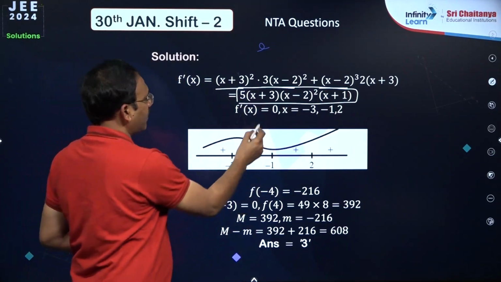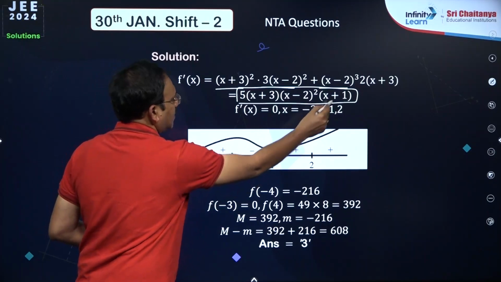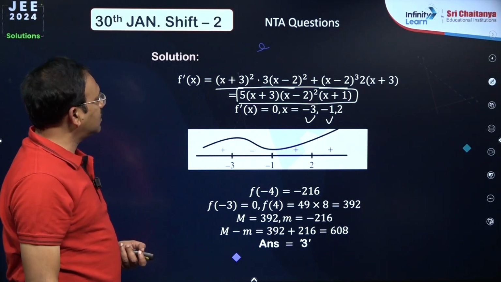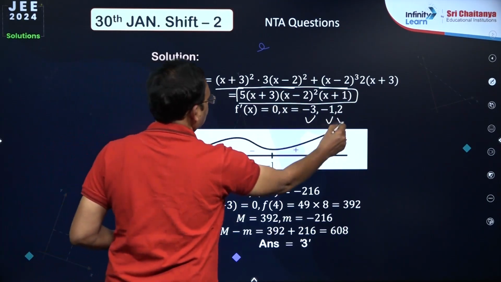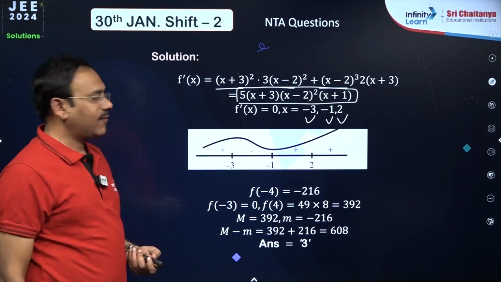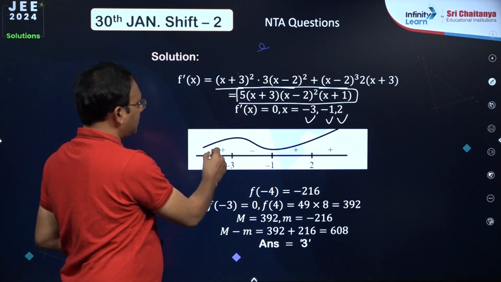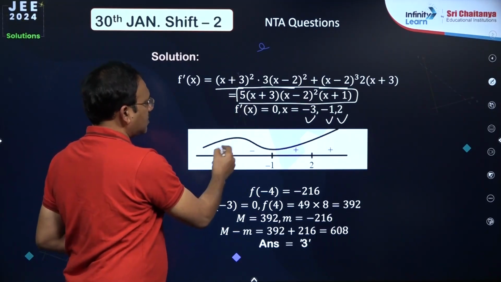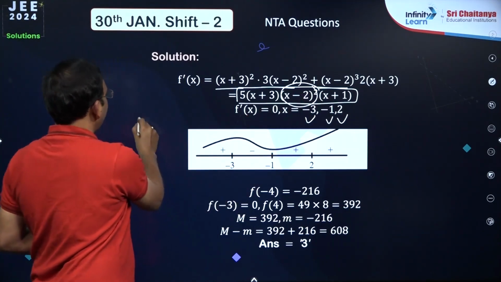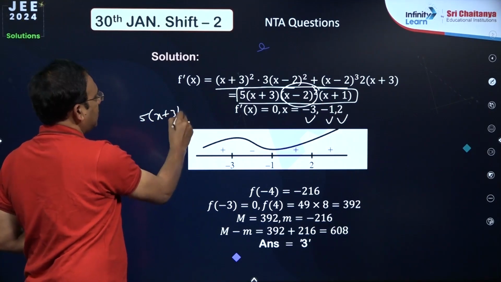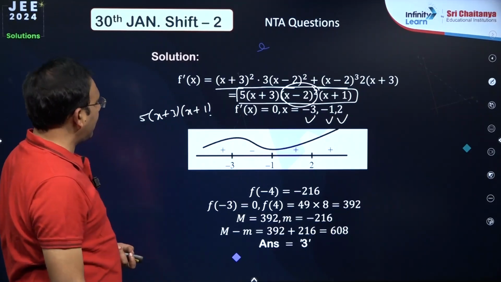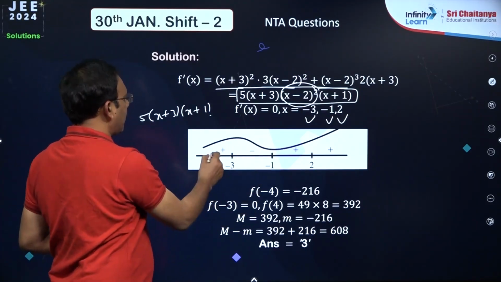You just see where the derivative becomes 0. It becomes 0 at minus 3, 0 at minus 1, and you can see it becomes 0 at 2 also. But the square is there. By the wavy curve method, try to draw the graph of f dash x. At minus 3 you observe positive, negative, positive. Here the square is always positive, so you can simply consider 5 into x plus 3 into x plus 1 only. You need not consider minus 2. So definitely here it is positive, negative, positive.